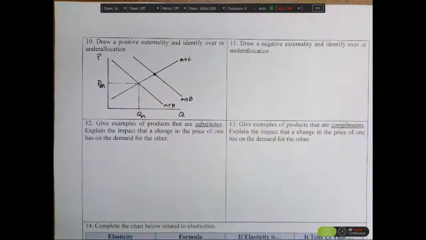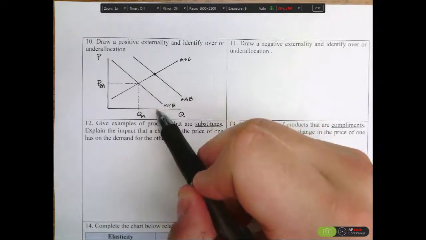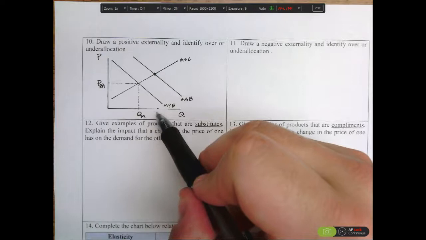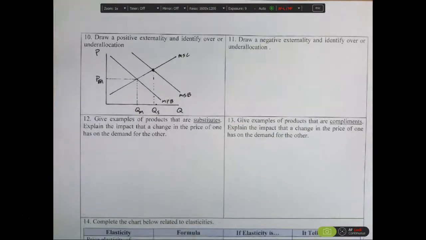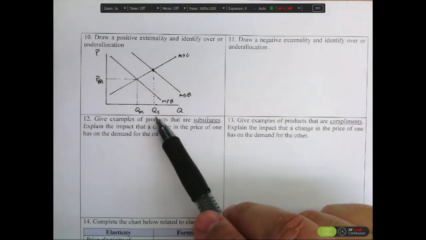curve. And so we can see then that at this new point of intersection, we should have more output. And so the distance or difference between the market outcome and the socially optimal outcome is the area of underallocation. And we would see that the quantity that is socially optimal is at QS.